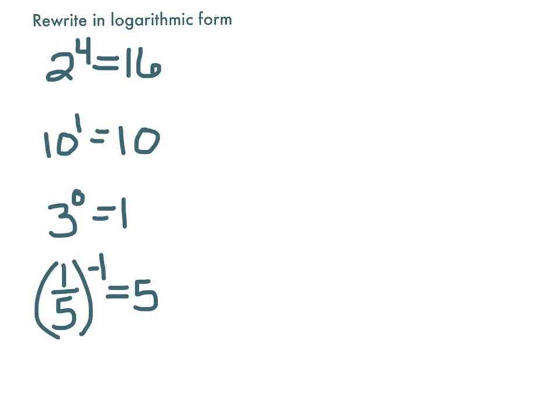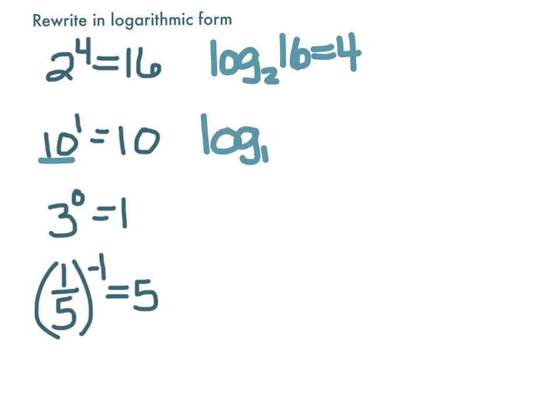Okay, here are some examples. I gave you some exponents, and I'm going to ask you to rewrite these in logarithmic form. So I said 2 to the 4th equals 16. If I rewrite it in log form, the base is 2, and then I just switch the 4 and the 16. So log base 2 of 16 equals 4. On this one, I'd say log base 10, which you don't have to write the 10 if it's log base 10, but we'll talk about that later, of 10 equals 1.